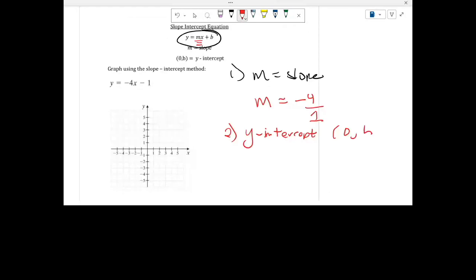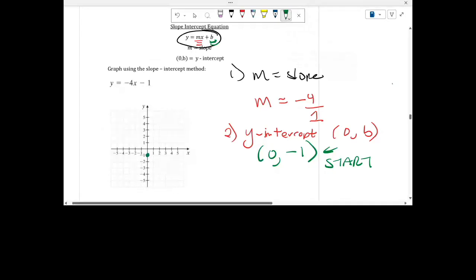Step number 2, we're going to look for the y-intercept. The y-intercept is always going to be the point 0 and the letter b, okay? B is going to be the number at the end. So in our case, y'all, it looks like our number b is 0 and boom, -1. This is where we start, okay? We're going to start at 0 and -1. So I'm going to come back over here, 0, -1, sorry, is that point right there.